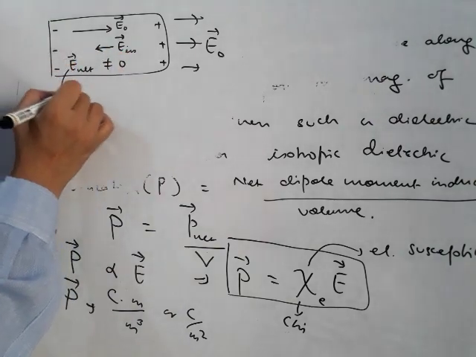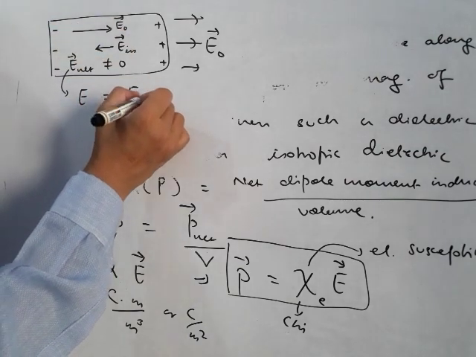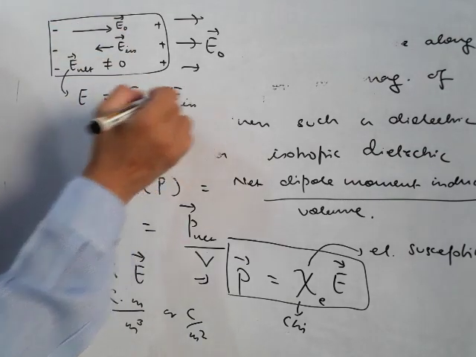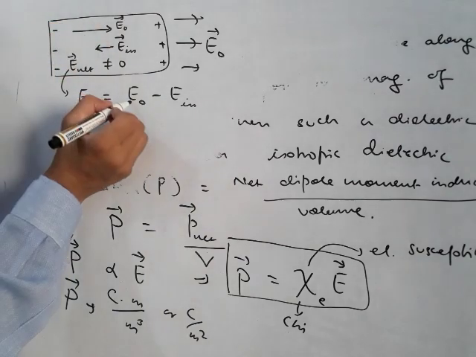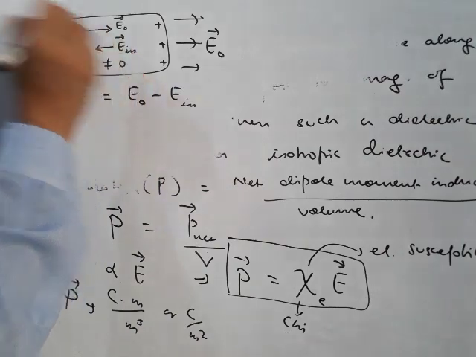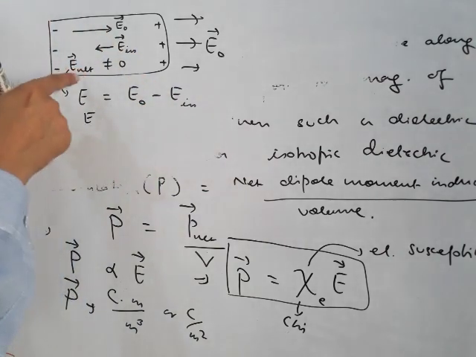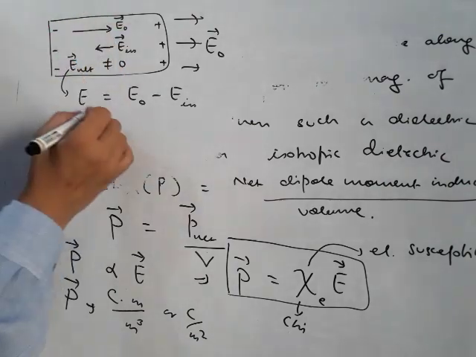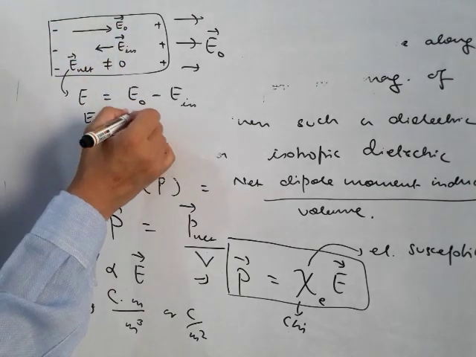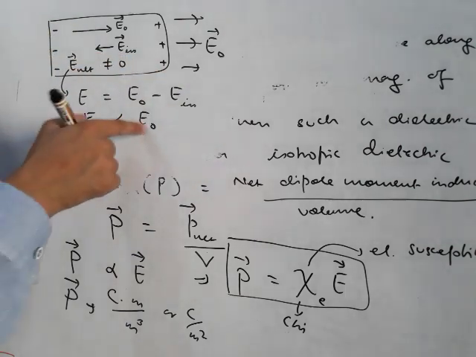That E net vector I will write as suppose E. Its value will be how much? E naught minus E in. Why minus? Because they are in opposite direction. E naught is the value of E naught vector, E in is the magnitude or value of E in vector. So E is equal to E naught minus E in. That means E, the net field inside the dielectric, is less than E naught. It is clear, E is E naught minus something. So this electric field is less than E naught.